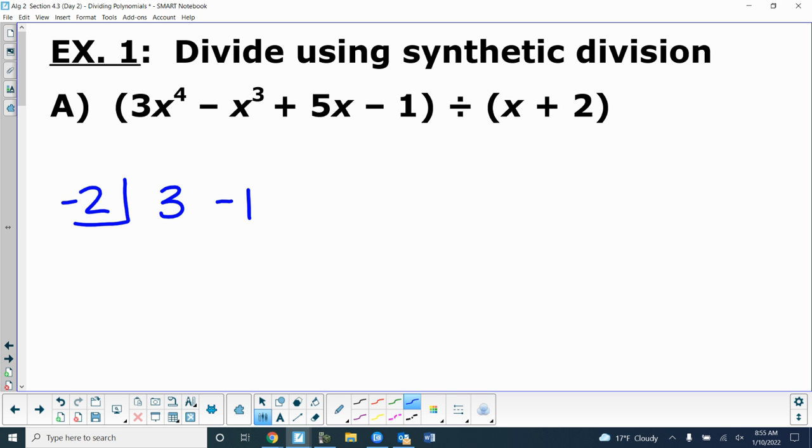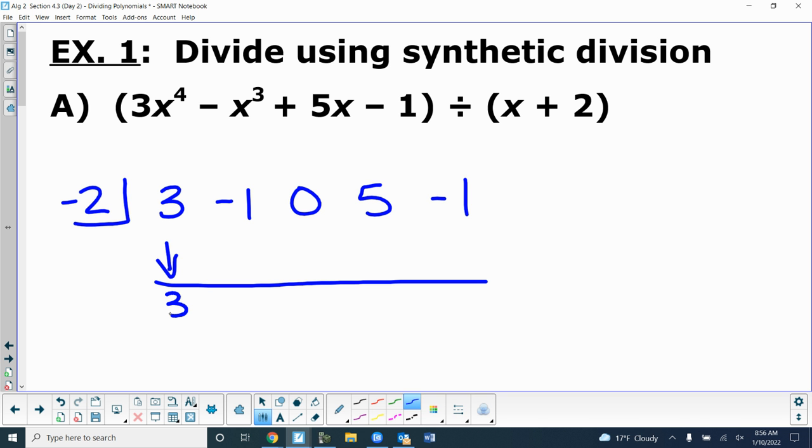What's missing? X squared. So what do I put there? 0, yes. Then the 5 for the x, and then the negative 1 for the constant. If that negative 1 wasn't there, what would I put in that spot? 0. Okay? Even if the constant's not there, put a 0. Okay? Make your line. Drop your 3. Questions on setting it up? All right, go ahead. Finish it.